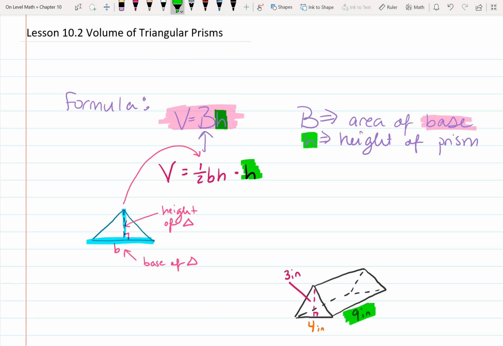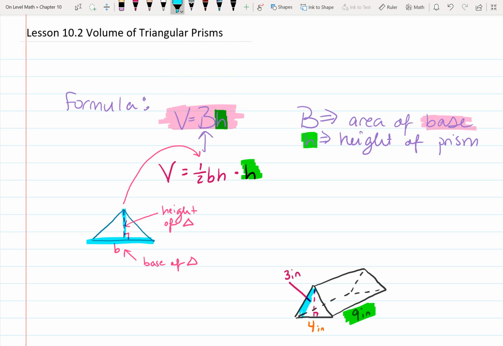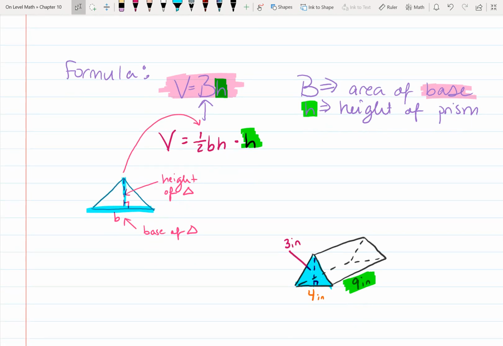So if you set the prism on its base, so if you set the prism on this triangle part, it would be 9 inches tall, right? So the green 9 inches has nothing to do with the height of the triangle. That dotted line with the right angle, that is the height of the triangle, the 3 inches. The 4 inches is the base of the triangle. We will label everything before we plug it in.